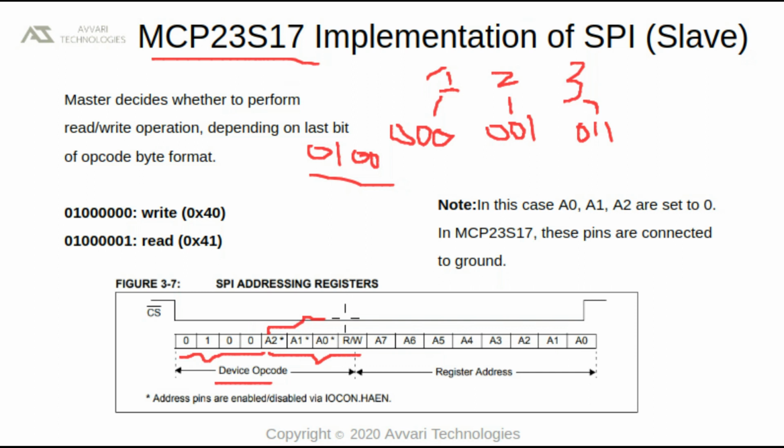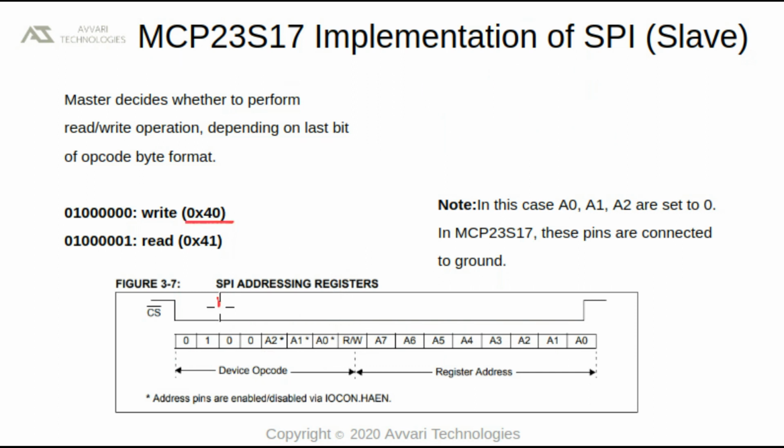To write, we will mention 0. This is the write command. This nibble is 4 and we made A0, A1, A2 as 0. If the last bit is 0, then the master is performing a write operation. If the last bit is 1, then the master is performing a read operation.